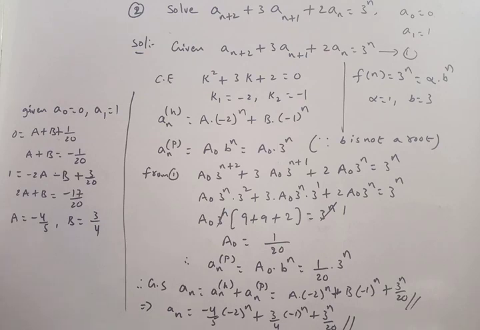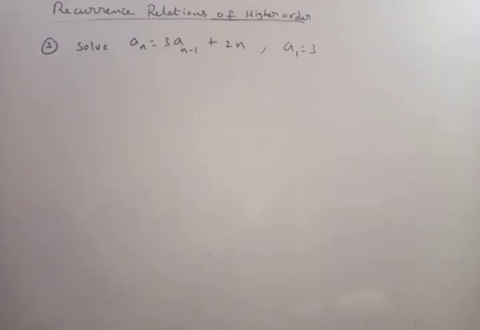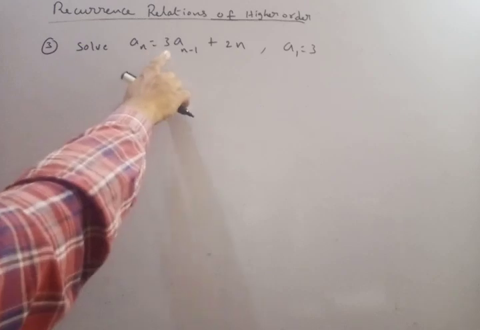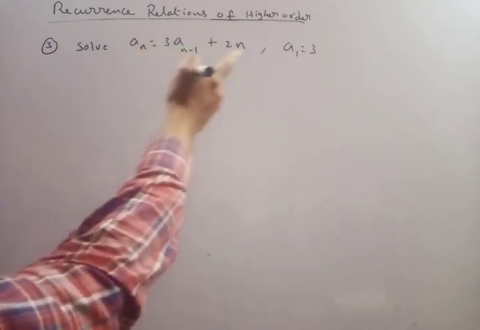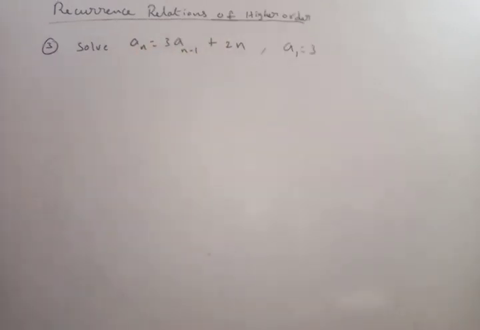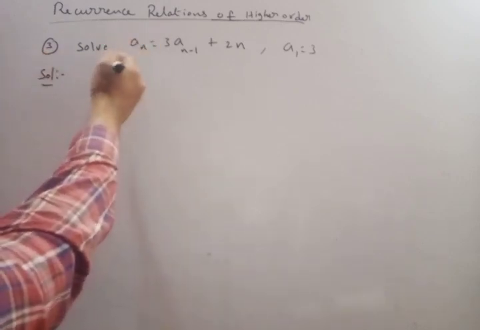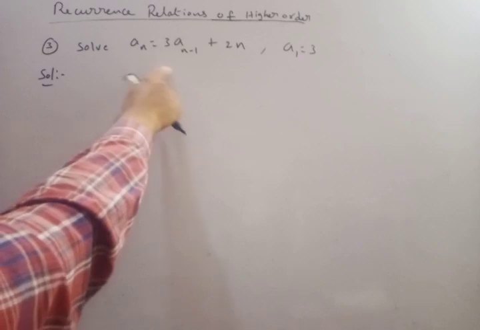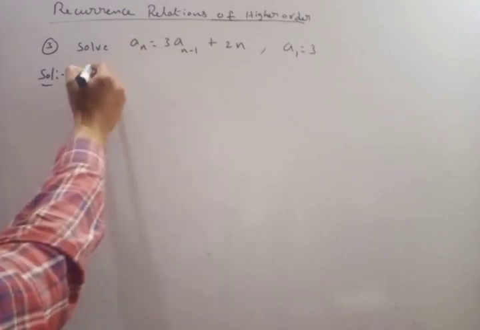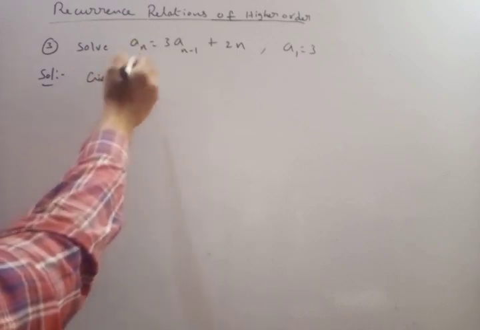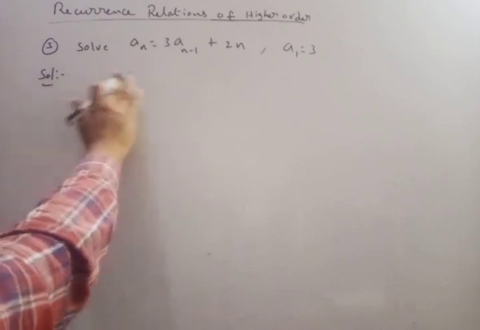Now we will see, when the polynomial is given, how to solve that type of problem. Now see in this problem, what is asked: solve an is equal to 3an minus 1 plus 2n, with the initial condition a1 is equal to 3. This is a simple problem I took here. It is there in the previous year question paper. Given can be taken as, or directly write the characteristic equation.